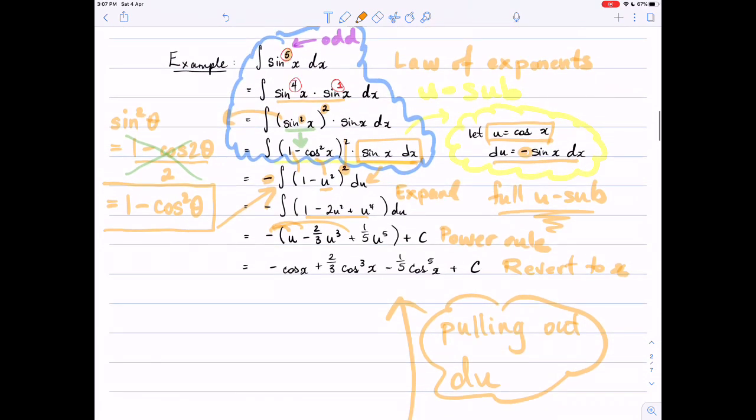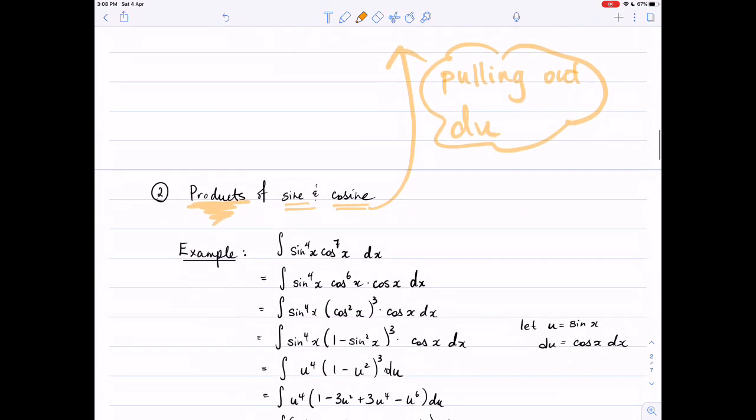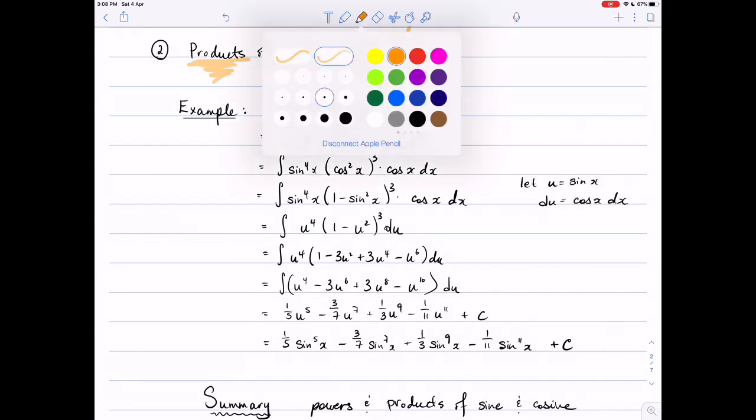What do we mean by pulled out? This factor here, that factor there, is the du that we pulled out, right? That's what became the du. That idea of pulling out the du is exactly what you want with the product of sine and cosine. So in fact, there is nothing different in this example except what we start with.